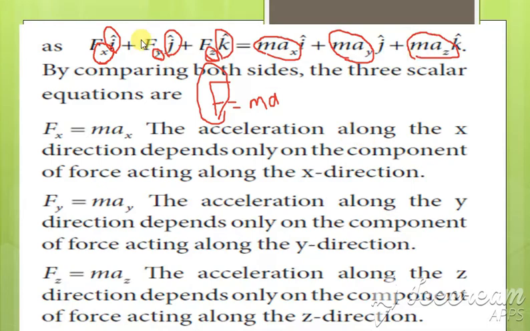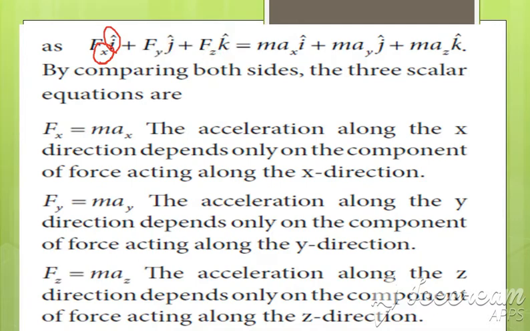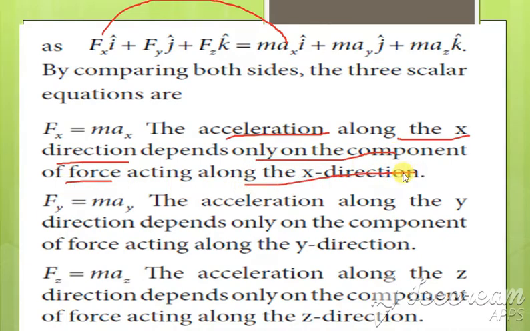Okay, now by comparing both the sides, we just compare the components of i, j and k. On both the sides, if you see the value of i, okay, so this is i, same way this is also i. Okay, so comparing this, we write F of x is equal to m into ax. So acceleration along the x direction depends only on the component of force which is acting along the x direction. So if you consider the acceleration along the x direction, then the force is also along the x direction.